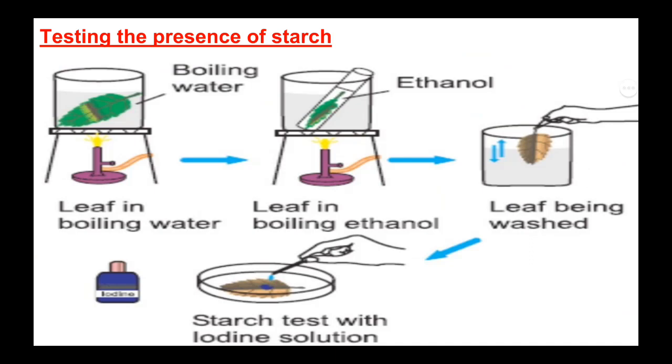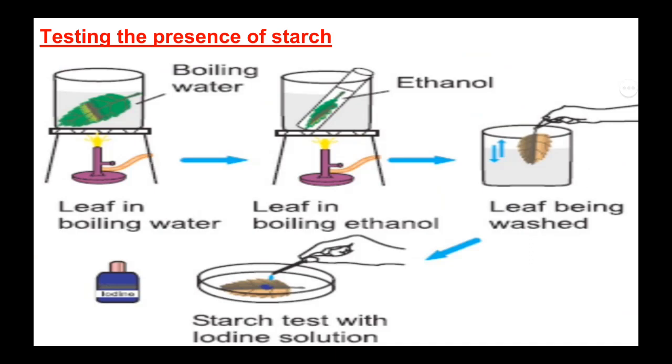Now, how to test the presence of starch? I want to know if this leaf contains starch. I bring the leaf, I boil it in hot water. Then I remove the leaf, I dip it in ethanol, I wash it after that, and then I add the iodine test. If it gives blue color with the iodine test, then this leaf contains starch. Then I know that this leaf has undergone photosynthesis.